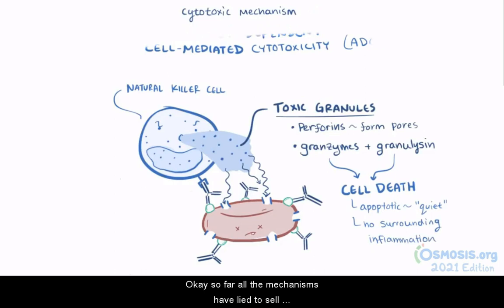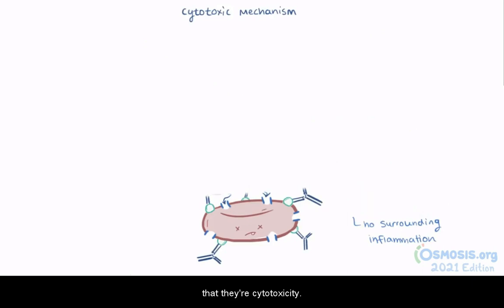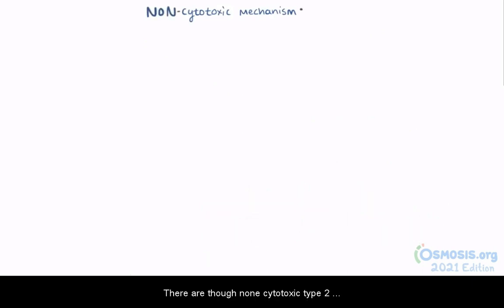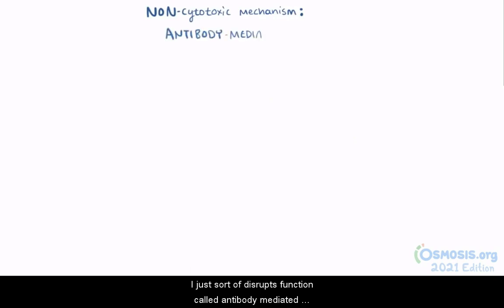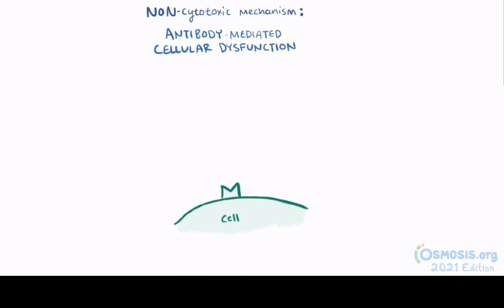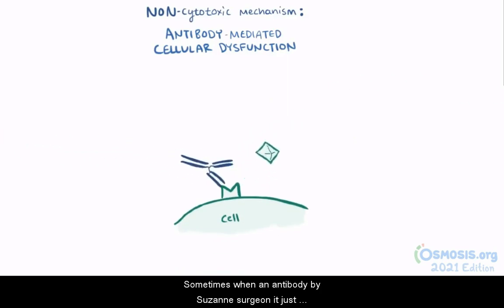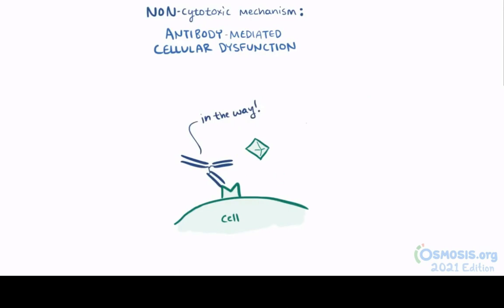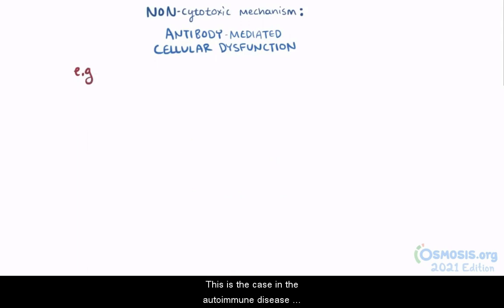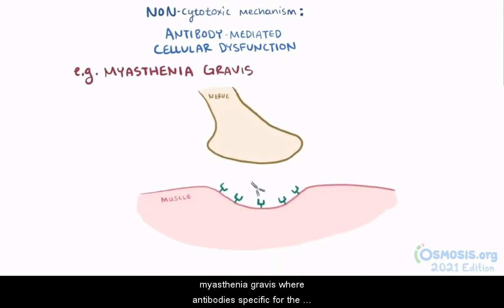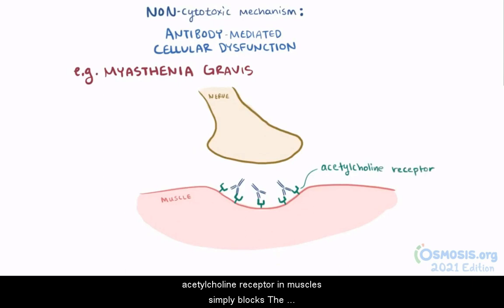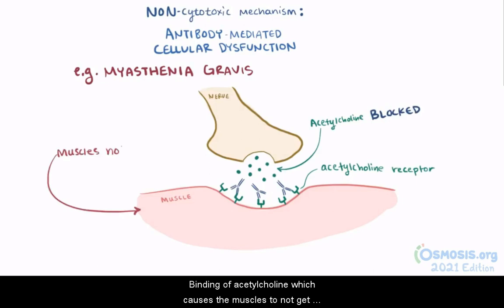Okay, so far all the mechanisms have led to cell death or cytotoxicity, right? There are, though, non-cytotoxic type 2 hypersensitivities as well, where the antibody just sort of disrupts function, called antibody-mediated cellular dysfunction. Sometimes when an antibody binds to its antigen, it just sort of gets in the way. When this happens, it can change the way the cell is supposed to function. This is the case in the autoimmune disease myasthenia gravis, where antibodies specific for the acetylcholine receptor in muscles simply block the binding of acetylcholine, which causes the muscles to not get stimulated and progressively weaken over time.